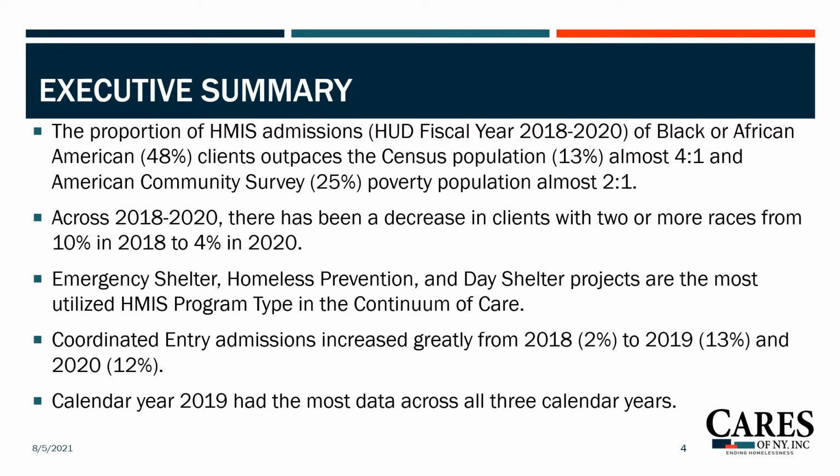Next, we also did see a pretty sharp decrease in clients with 2 or more races from 10% to 4% across 3 years. We saw that the 3 most common project types were emergency shelter, homeless prevention, and day shelters. And we're happy to see that coordinated entry admissions increased greatly over the years. A lot more programs have been entered into HMIS for that. And lastly, we saw the greatest amount of need, or at least demand, by admissions in HMIS in 2019.